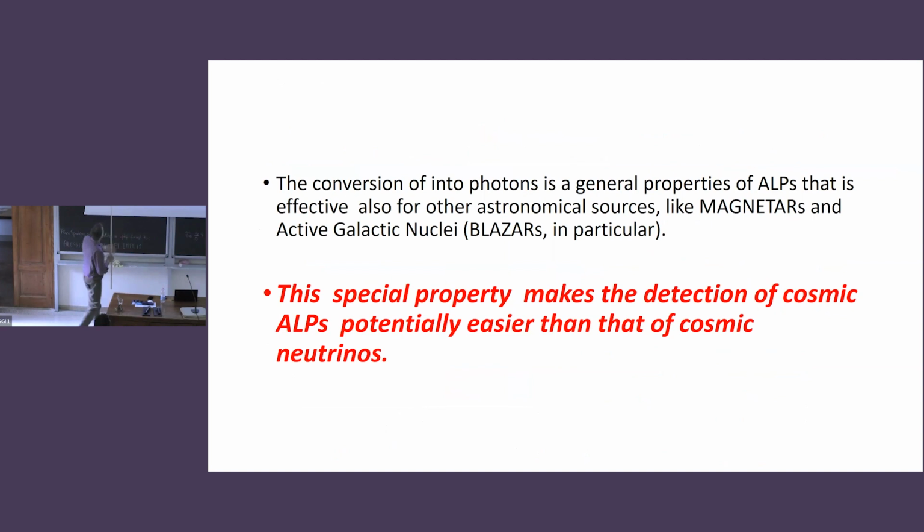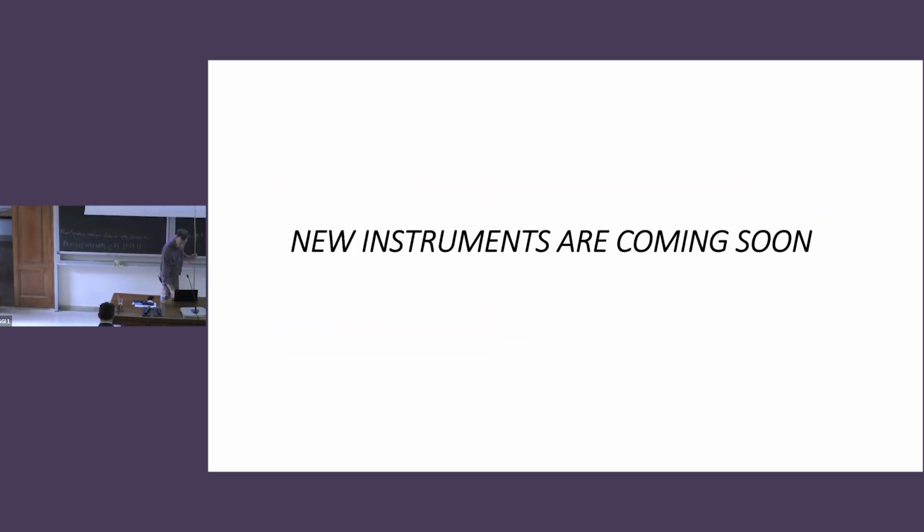So this is a general remark. The conversion of photons is a general property of ALPs that is effective also for other astronomical sources like magnetars. Magnetars are neutron stars with huge magnetic fields. So in that case, the conversion occurs because of the magnetic fields of the objects, or active galactic nuclei, in particular blazars, may do that. So looking at the X-ray spectra of these objects, we may infer about the production of axions, so axion-like particles. So this is a special property of axions, not shared by neutrinos.